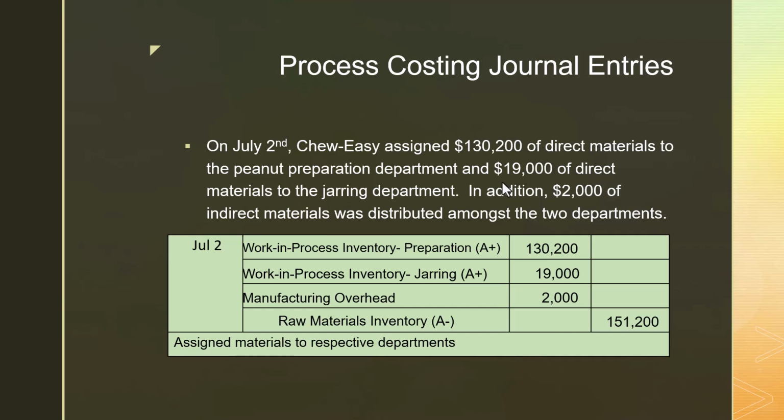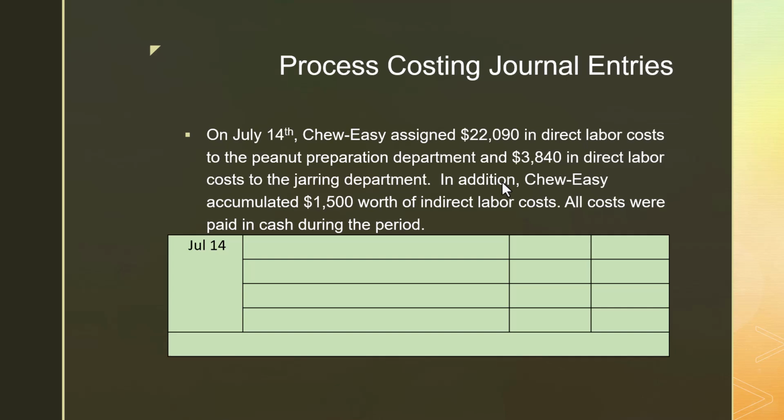So first cost component down, materials. Let's move on to the second cost component, which is labor. On the PCR, I'm going to have you guys use the common format of having a conversion cost column on there, but there is information that tells you what portion of those conversion costs can be attributed to labor. And we know, as we were working our way through this, that the amount of labor costs that were assigned to Chew-Easy's peanut preparation department was $22,090, and it was $3,840 for the jarring department.